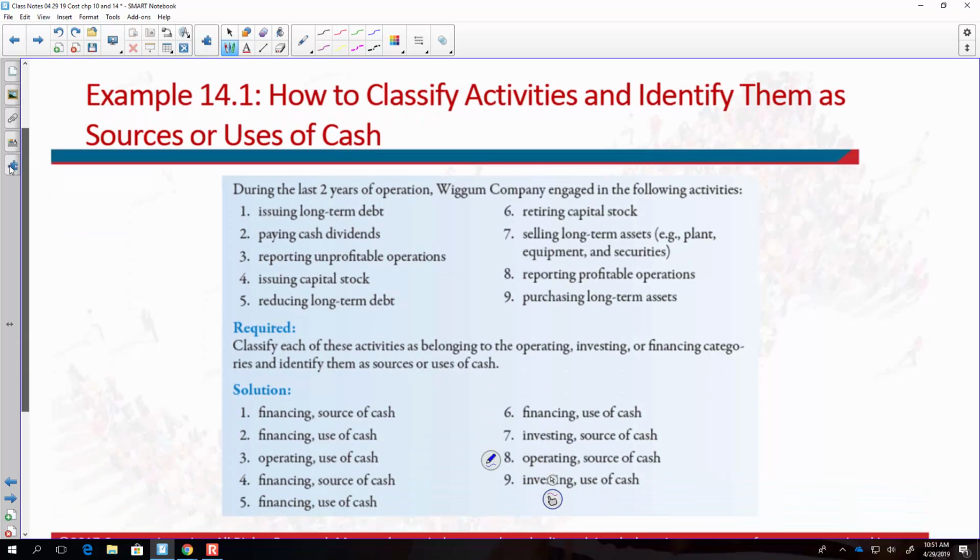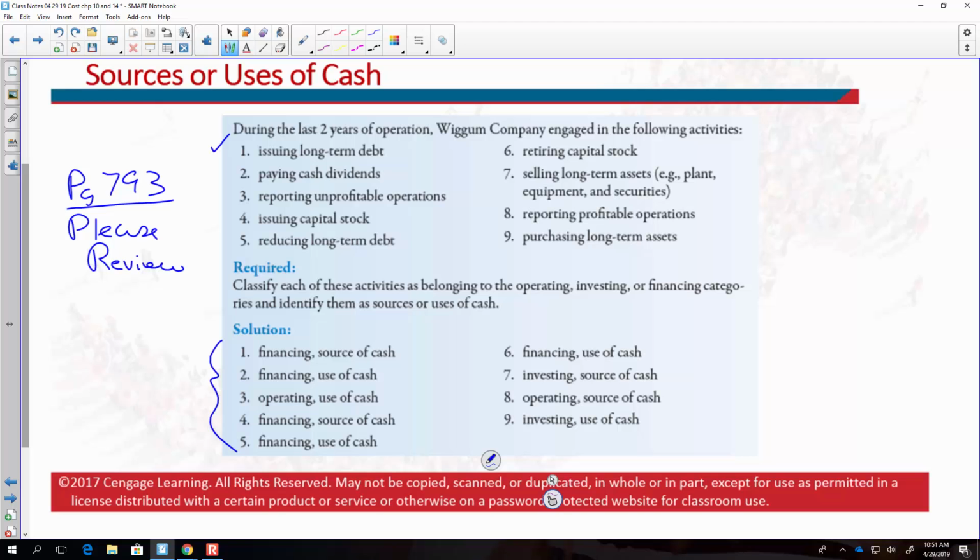Example 1 does a nice job showing some of the things we'll see either in a matching exercise on the test or multiple choice. Example 1 is on page 793. So this one is a good review for us for the test. And you can see you have the transactions first, and then where those transactions reside on the cash flow statement.